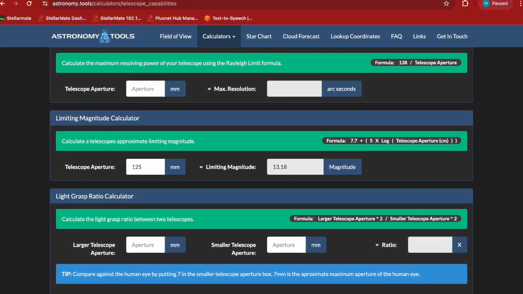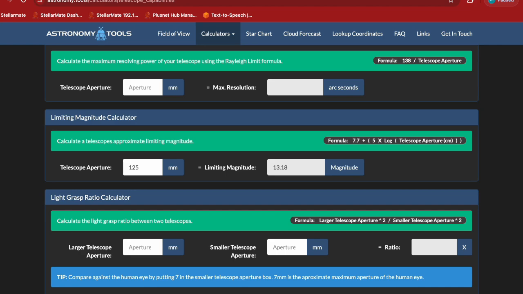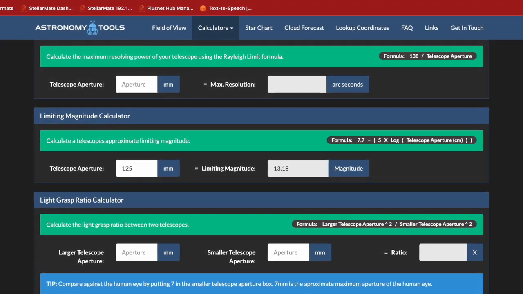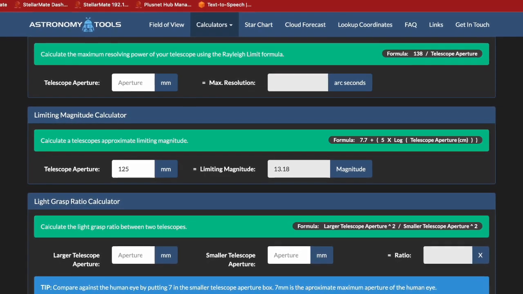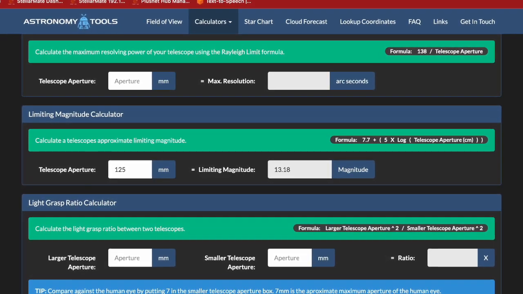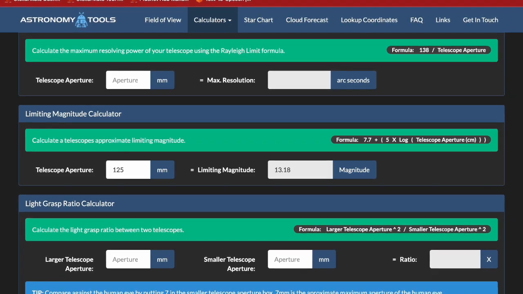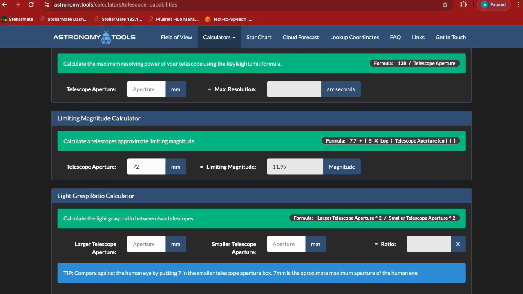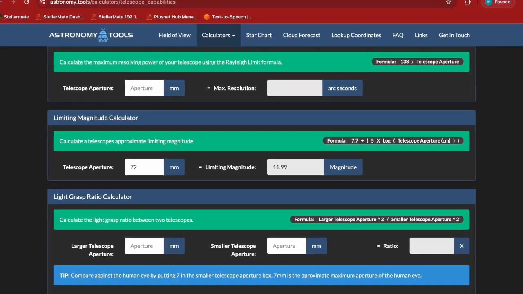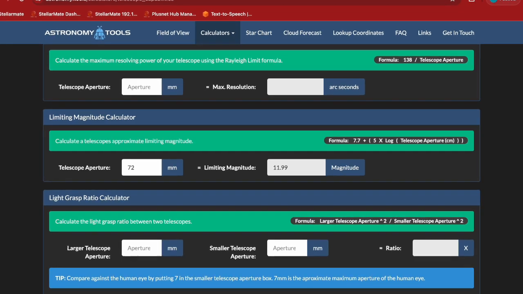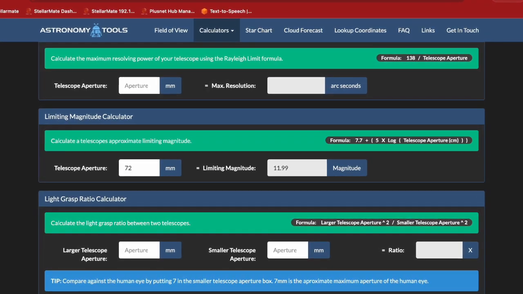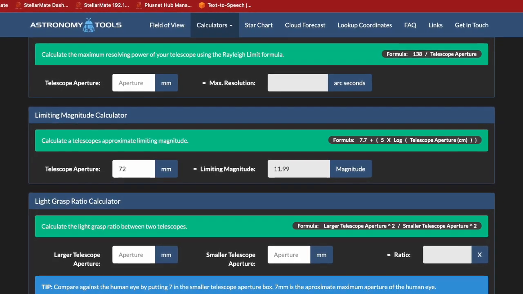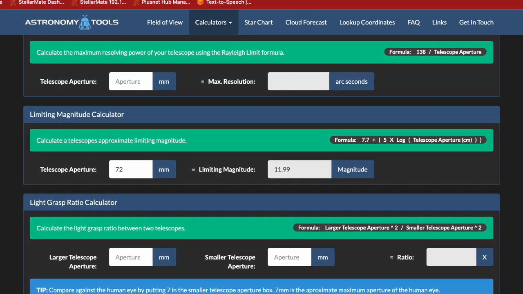Here you can see a telescope with an aperture of 125mm will have a limiting magnitude of, I'm going to say, plus 13.18 or plus 13. You'll understand why I'm saying plus in a minute. And a telescope with an aperture of 72mm would see a limiting magnitude of just about 12. Note the tip at the bottom of trying out what you can see with the naked eye, which has an aperture of 7mm.